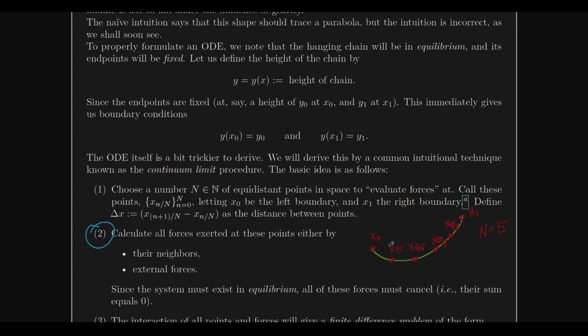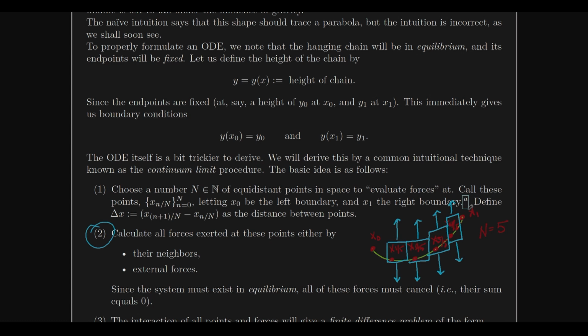And so we're going to be thinking just locally at x1 fifth, how much is it going to get pulled up? How much is it going to get pulled down? We're going to do the same thing for x2 fifths. How much is it going to get pulled up? How much is it going to get pulled down? x3 fifths, how much pulled up? How much pulled down? 4 fifths, up and down. And so we're going to calculate the forces there.